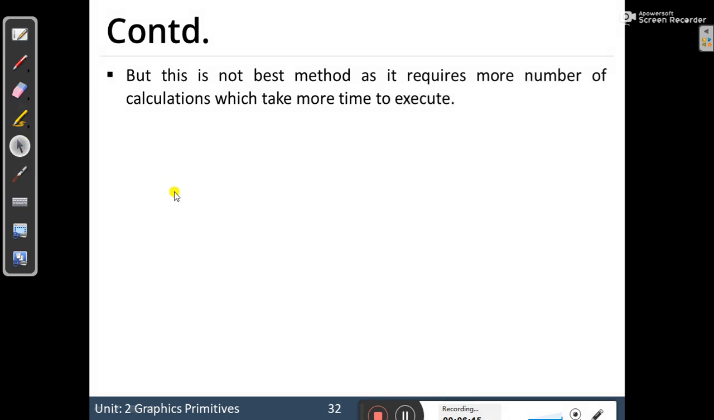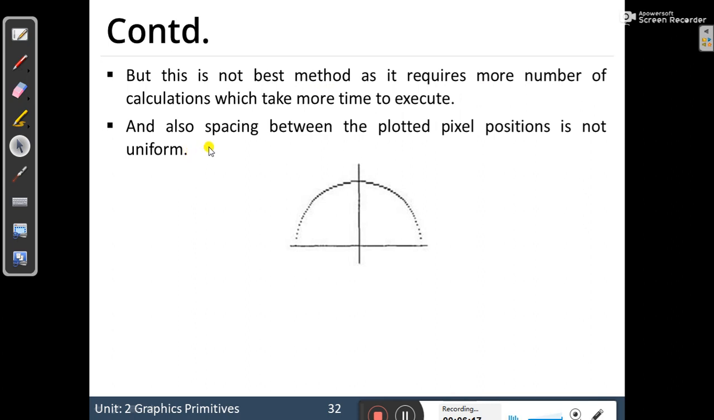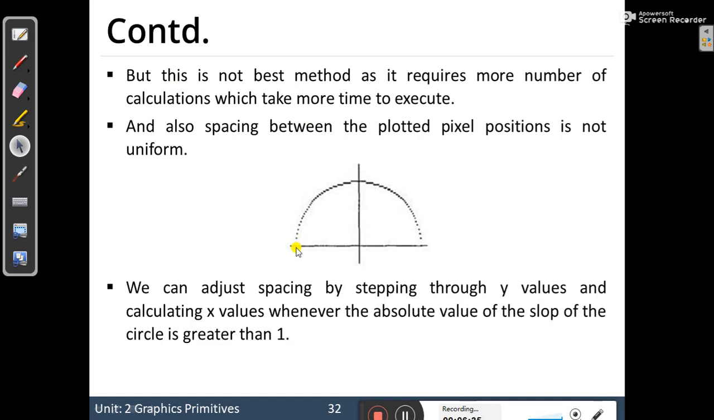Also, the spacing between the plotted pixel positions is not uniform. It says that if we do that, we cannot place those points uniformly, and the spacing between them will not be uniform. So we can adjust the spacing by stepping through y values and calculating x values whenever the absolute value of the slope of the circle is greater than 1.